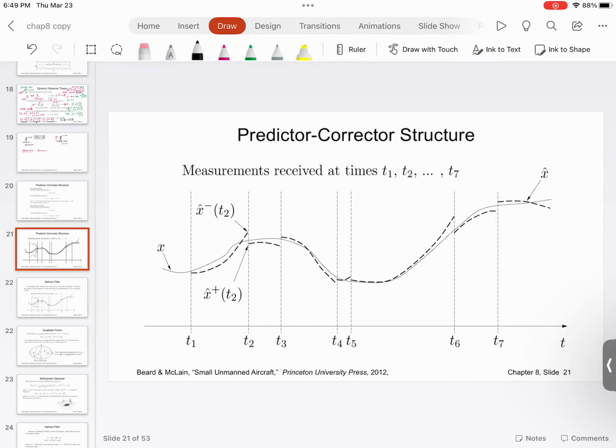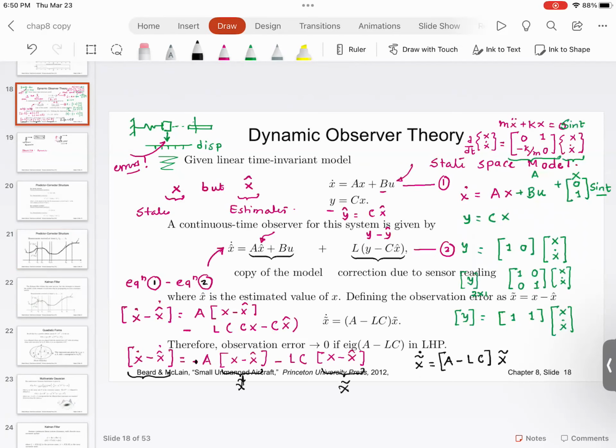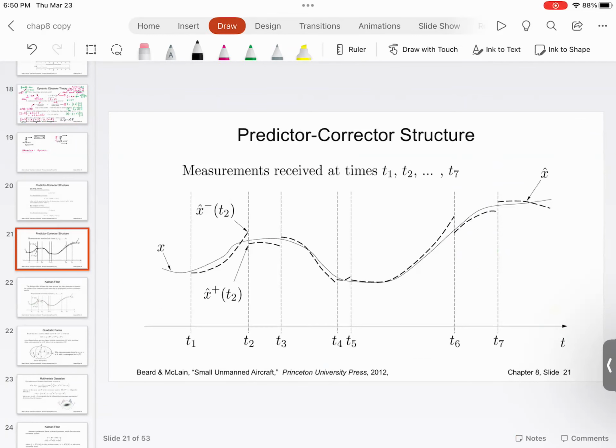You had a question? Curious about what you did with the dynamics with BU. The dynamics with BU got cancelled. Okay. Finally, what I'm doing is subtracting 1 minus 2, right? So BU goes away. So this is how it works.